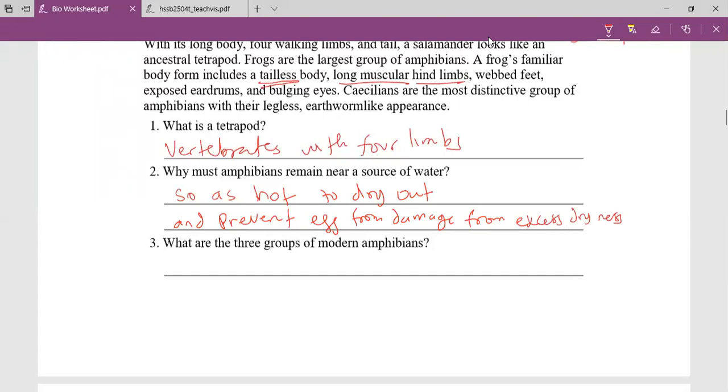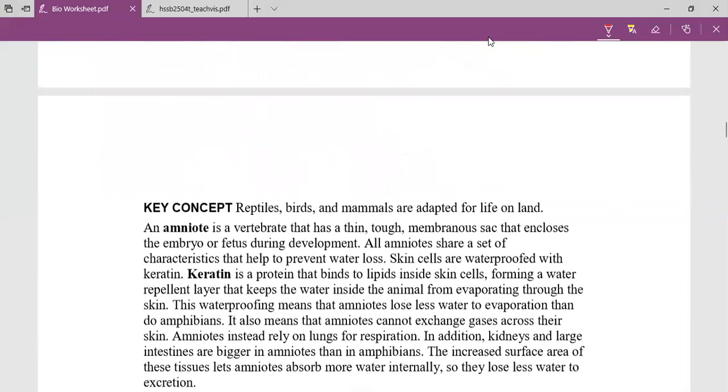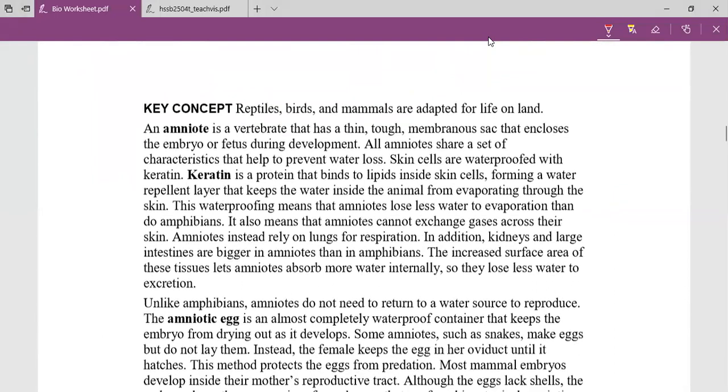What are the 3 groups of modern amphibians? Salamanders, frogs, and what? Sicilians. So, okay, now the next one, the amniotes.